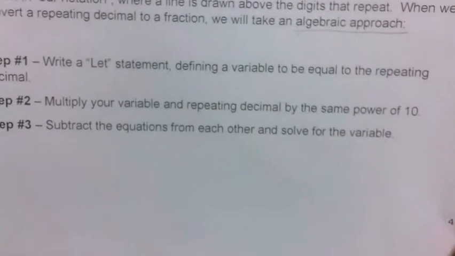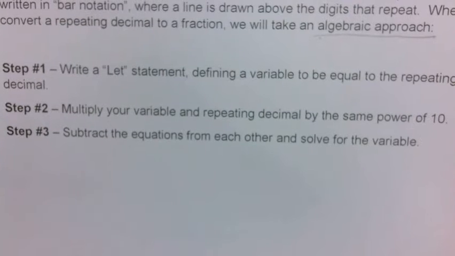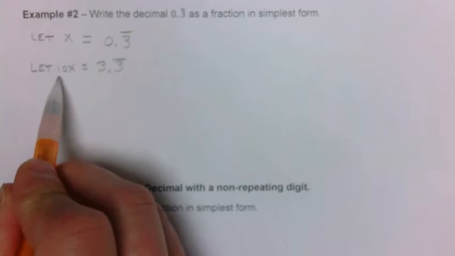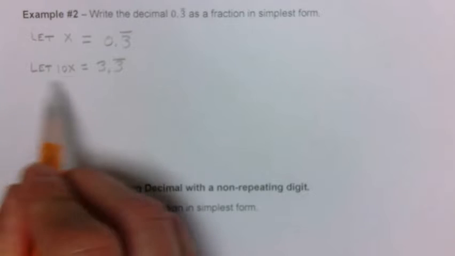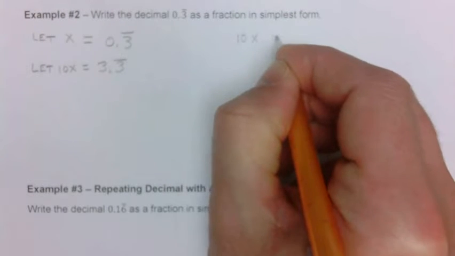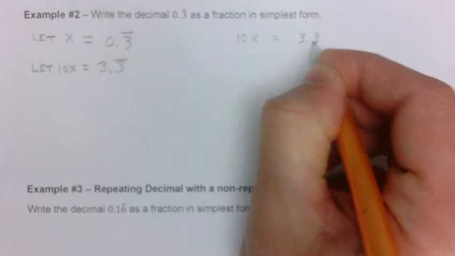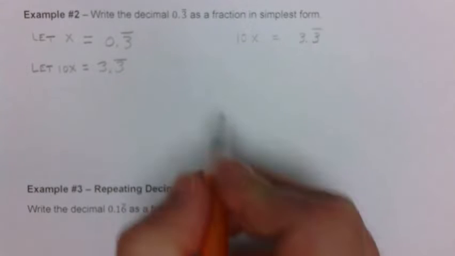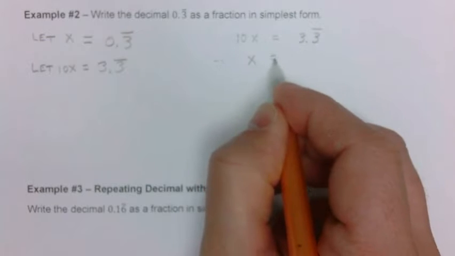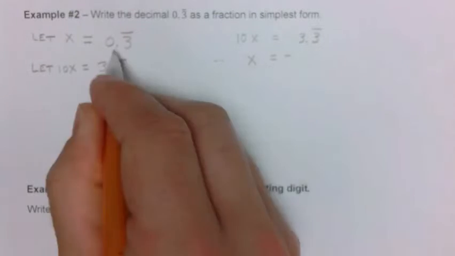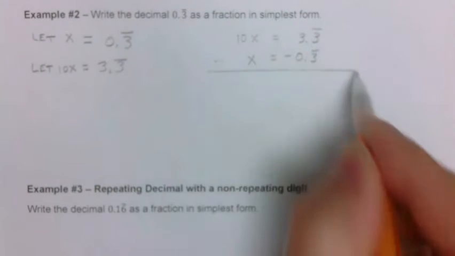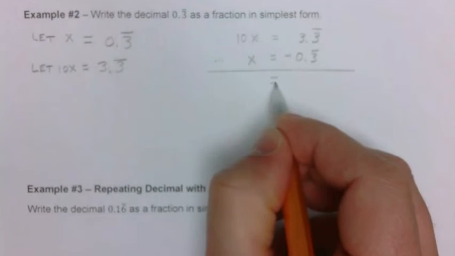Step number 3 says to subtract the equations from each other and solve for the variable. Well, 10x is bigger than 1x, so I'm going to start with this equation: 10x, which is equal to 3.3 repeated. And I'm going to subtract x, which is the same as subtracting 0.3 repeated. I'm going to bring my equal sign straight down.